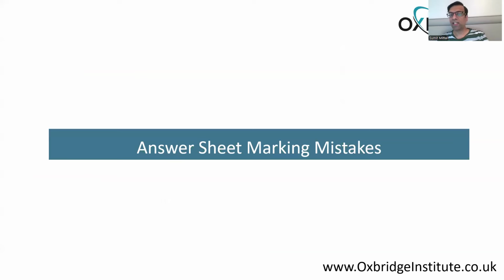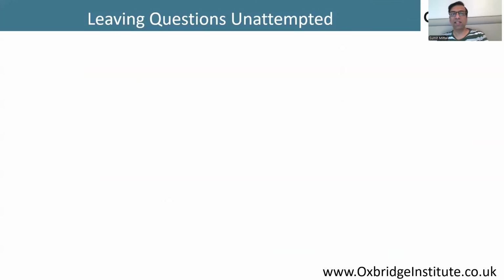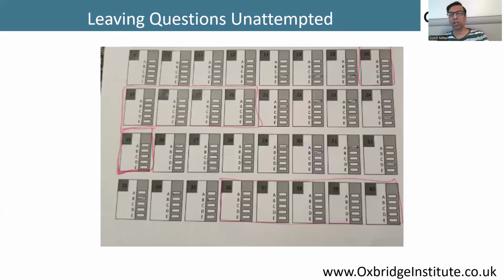Now let's look at some of the more common marking mistakes which students have made in the August exam. First is leaving questions unattempted. For example, if you look at this particular student's attempt, they have not attempted question number 16, not attempted 17 to 20, not attempted 25, and again, not attempted these particular questions. Now, even in case the exam does not have negative marking... in case there is negative marking, it would be specified in the instructions.